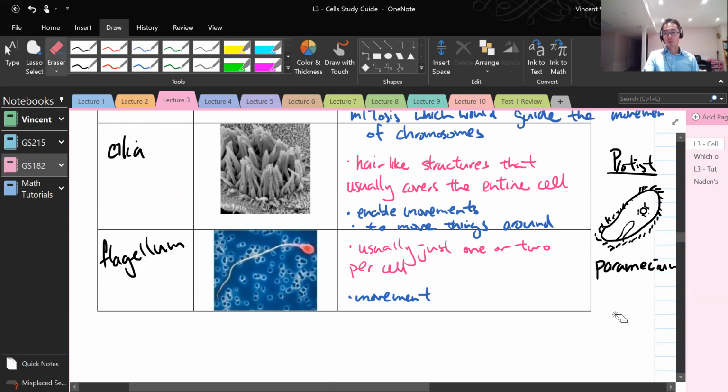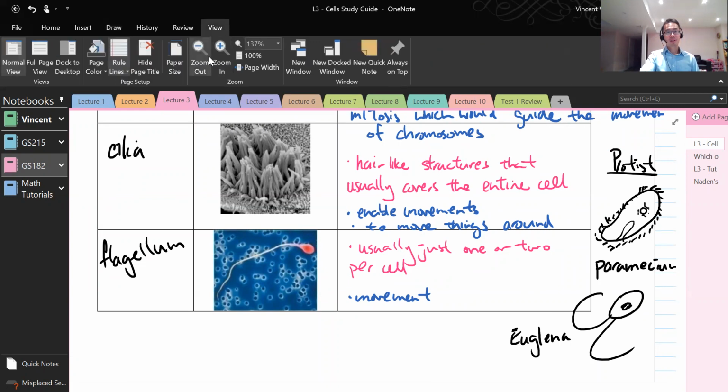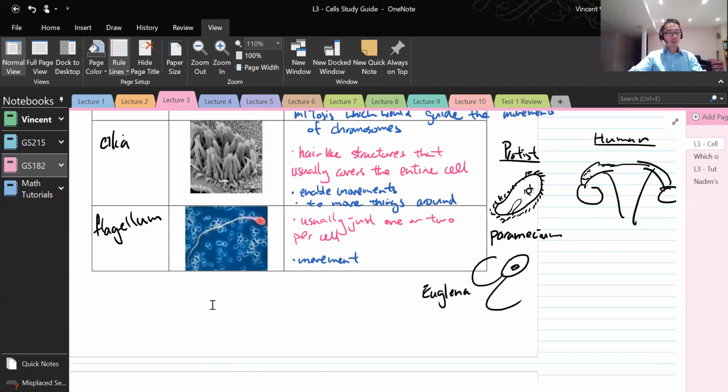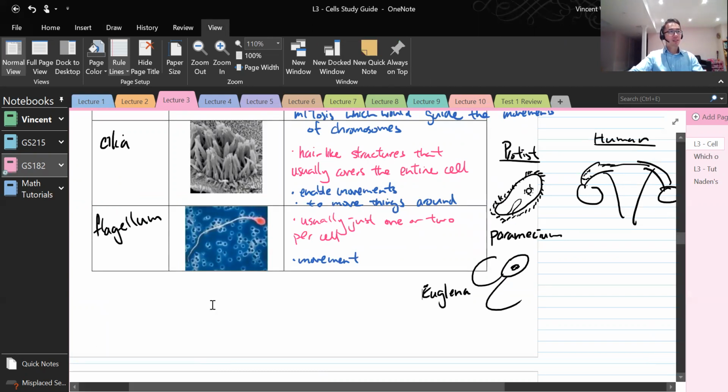But there are some protists that have two tails, two flagella, and then they can move around like that. This guy is called Euglena, if you want to look it up on YouTube. Crazy what kind of stuff you can find on YouTube. But there you have it. Any questions about any of these before we move on?